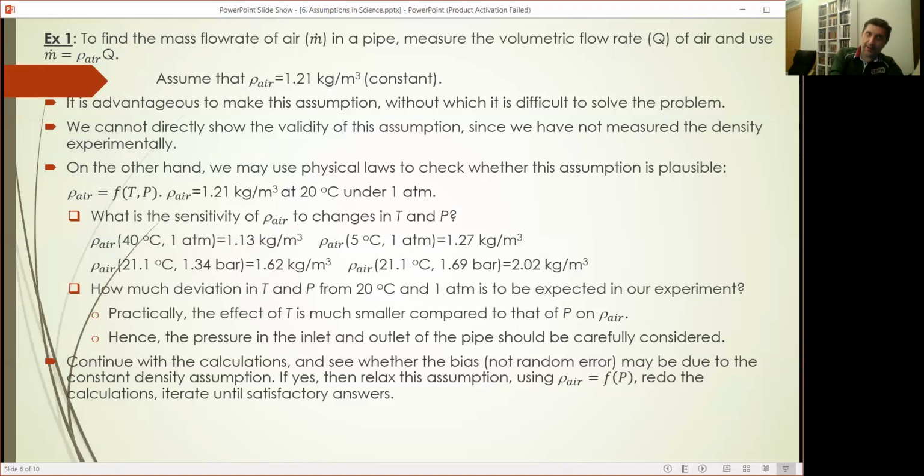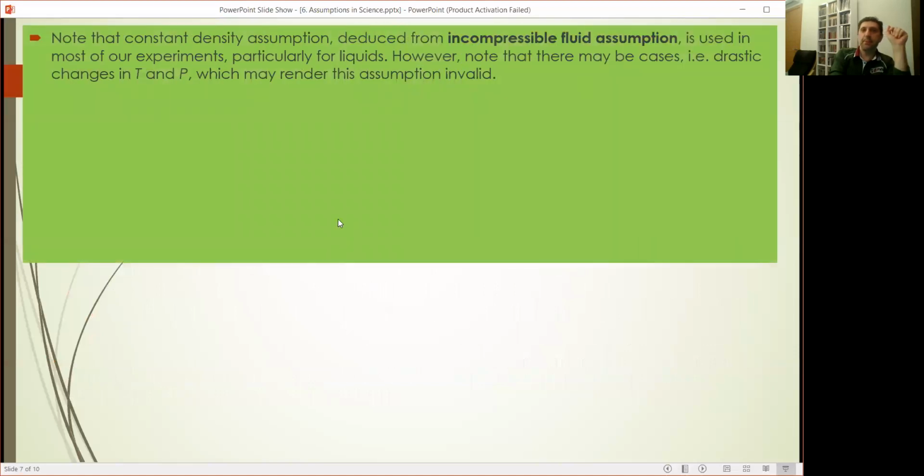So you make an assumption, you check all the physical things, and you also come up with where the strength of your assumption lies, and also where the weakness of your assumption lies. If you cannot do anything else, continue with the calculations and see whether the results match your expectations. If not, the reason for the discrepancy may be your assumptions.